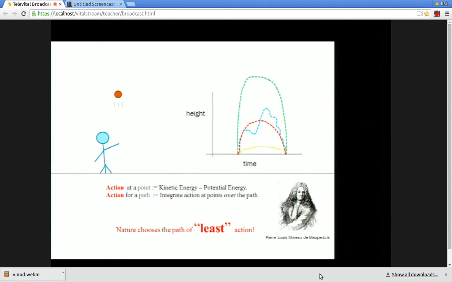So when you throw a ball, why did it not go in the green line? Why did it not go in the yellow line? These are philosophical questions. But what nature does do is it fixes the path of least action. So this is an example of how nature optimizes itself.